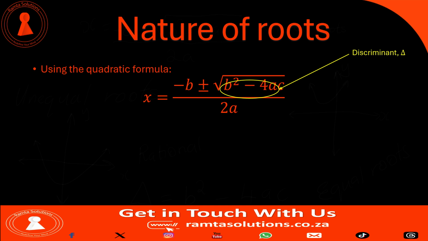Otherwise, you can call it using the symbol delta. Let me just write this delta for you so you can see it. So this delta is b squared minus 4ac. It will tell you what the nature of your roots are.